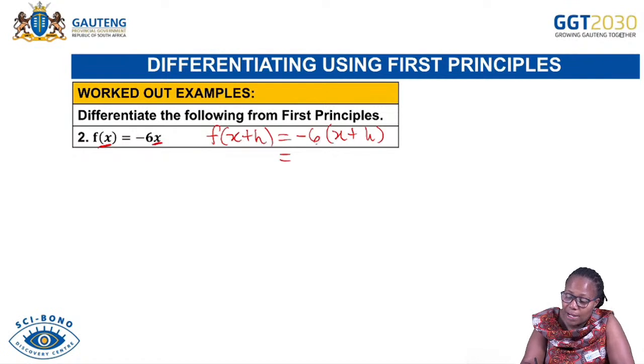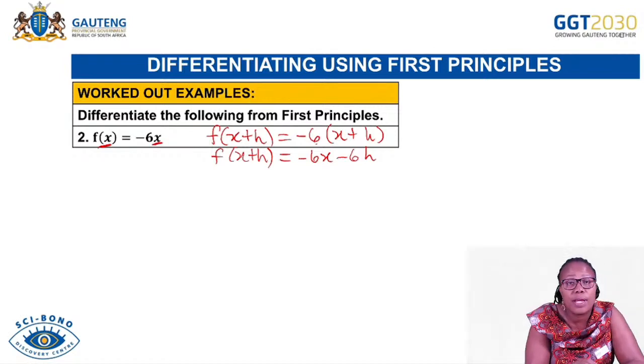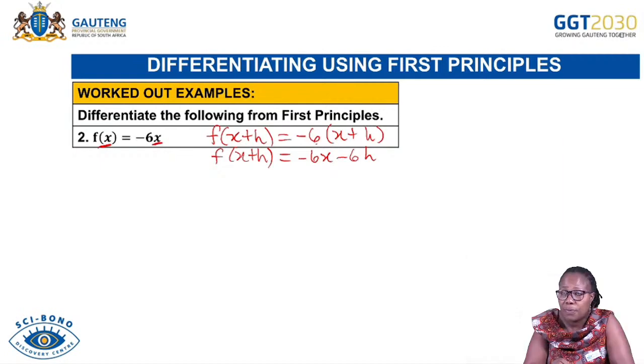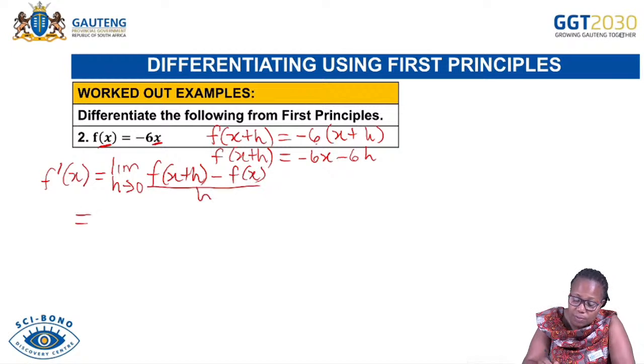We can't leave it like that because we are simplifying brackets. Therefore, it will be minus 6 times x, which is minus 6x. Minus 6 times h, which is minus 6h. Therefore, this is our what? Our f at x plus h for this particular function. Now we can move on to the derivative first principle formula. Please don't just note it down, double check in your formula sheet, is it copied correct, okay? That is f at x plus h minus f at x, everything over h. So we are having the limit of h approaching 0.